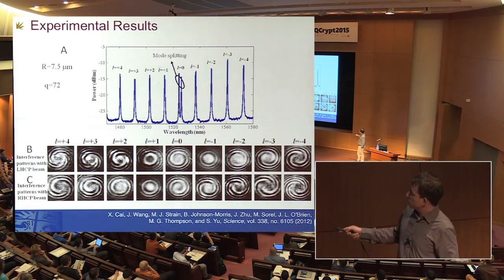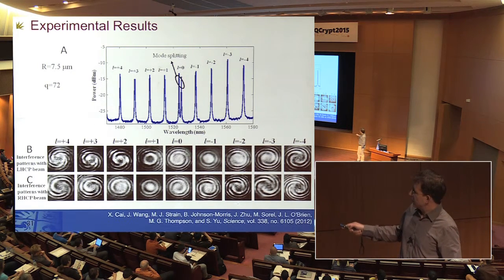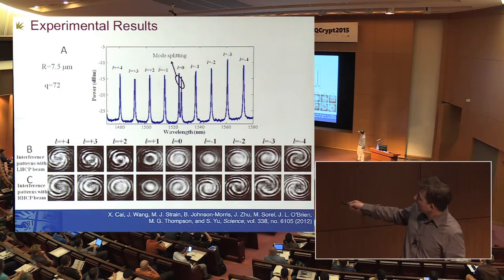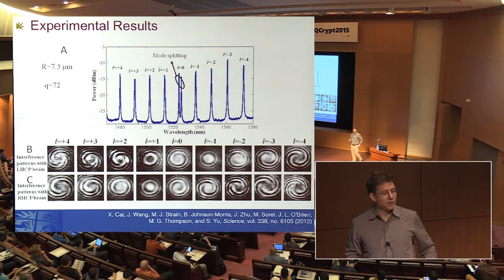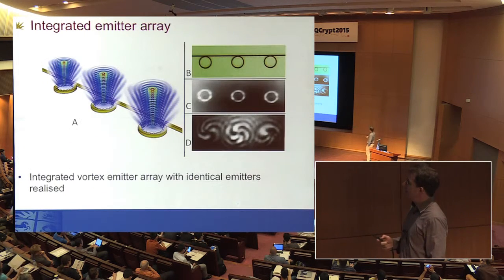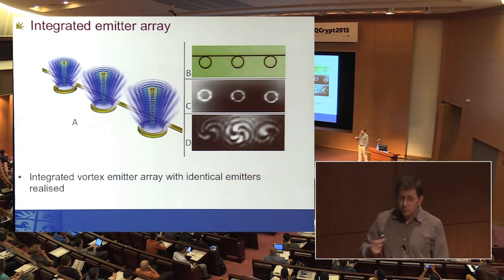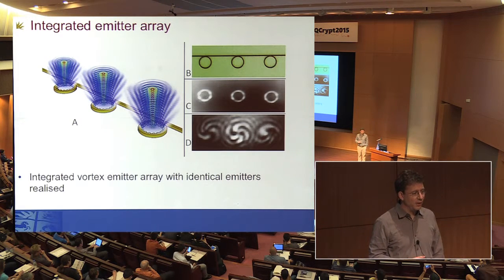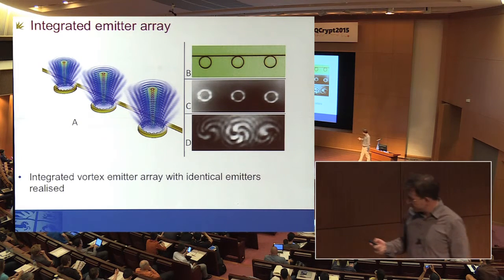And we can see we can tune it so that we go from effectively 0 orbital angular momentum to these +4, -4. And you can quite clearly see the spirals that you get from the orbital angular momentum. And so we can put multiple devices together on the same waveguides. It's a very compact device.